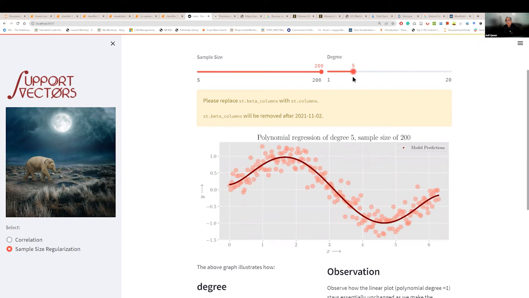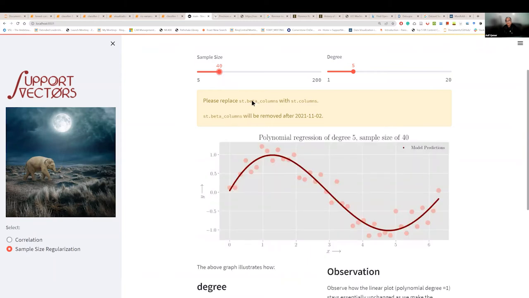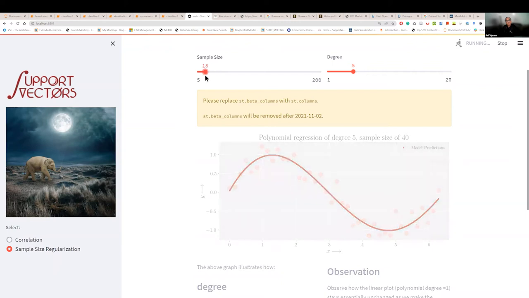I go to a degree 5, and you notice that more data gives you pretty much the same model as you get with, let's say, 50 points of data. So by the time you come to some degree of simplicity, let's say 40 points of data, more or less the same curve. Okay? You could go down to maybe even 10.